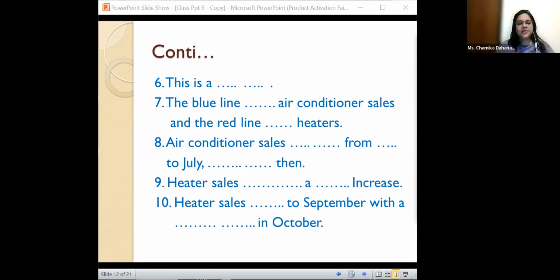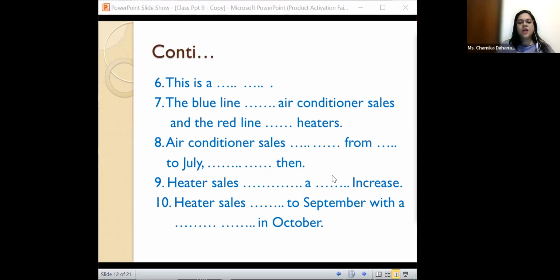Again, S is very, very important. If you don't put the S there, you don't mark because grammar is wrong. Subject has to go with main verb, right? So air conditioner sales, what happened? Number eight, everyone? No, not just dropped.